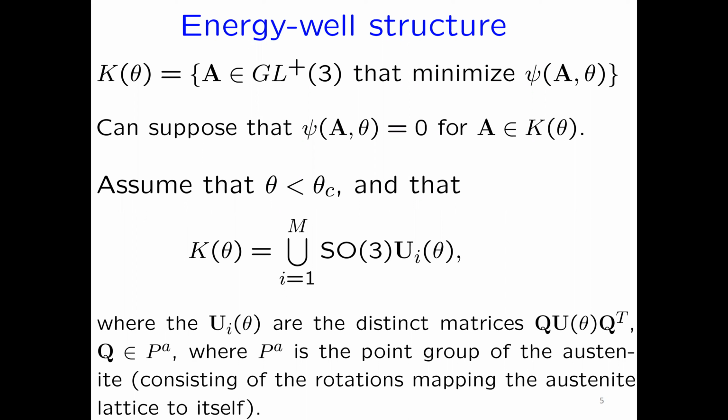Now the SO(3) at the front is because we want the energy to be rotationally invariant. If I take a material and I just do a rigid rotation, then that's not going to change the energy. So we see that the zero set of C is quite a complicated thing. It's a finite number of copies of SO(3) with these matrices U_i of theta.